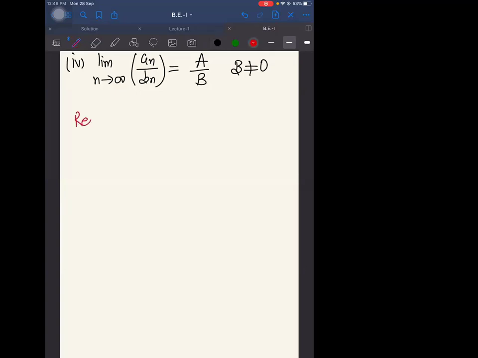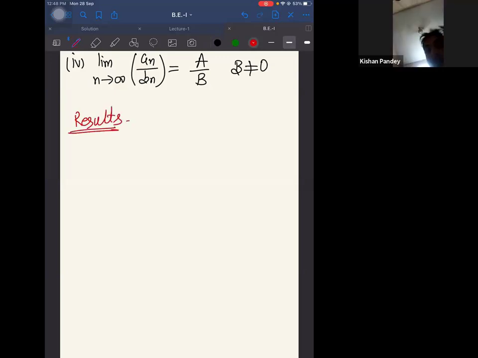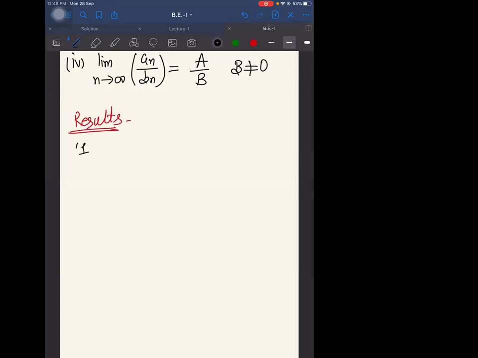So the results are. The first one is limit n tends to infinity log n by n is equal to 0. A few are actually pretty common. Like for this one, you know that it is an infinity by infinity form, so you can apply L'Hopital's rule here. Differentiation of log n will be 1 by n, differentiation of n will be 1. So limit n tends to infinity 1 by n would be equal to 0.